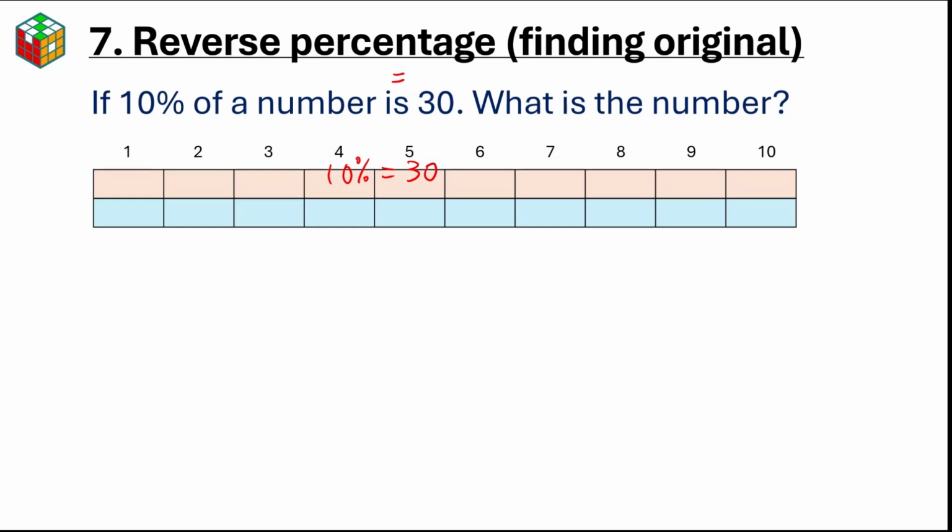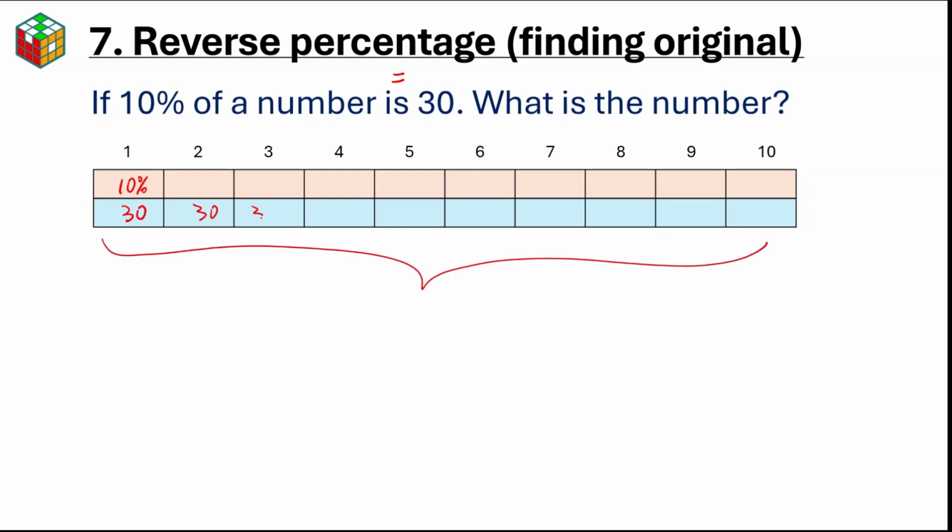If I draw the box like this to make it easier for you to see, I have 10 boxes here that represent 100%. So this one must be 10% because it is 1/10 of it. They say that is 30. They ask you for the value of everything. That means each box is going to be 30, and I will have 10 of this box in total to make up 100%. So my answer is going to be 300.